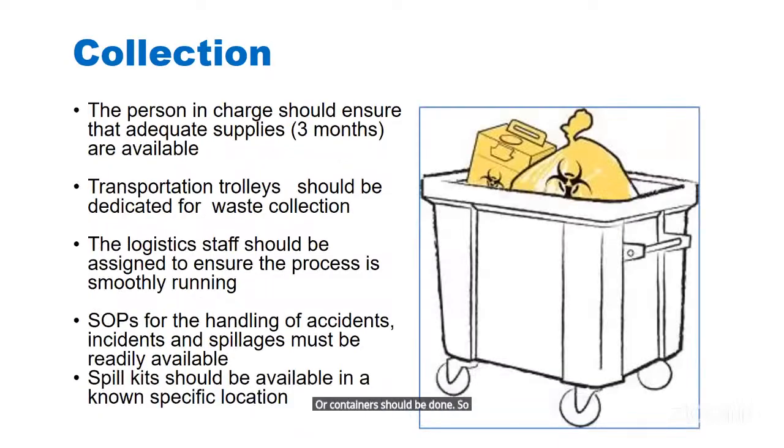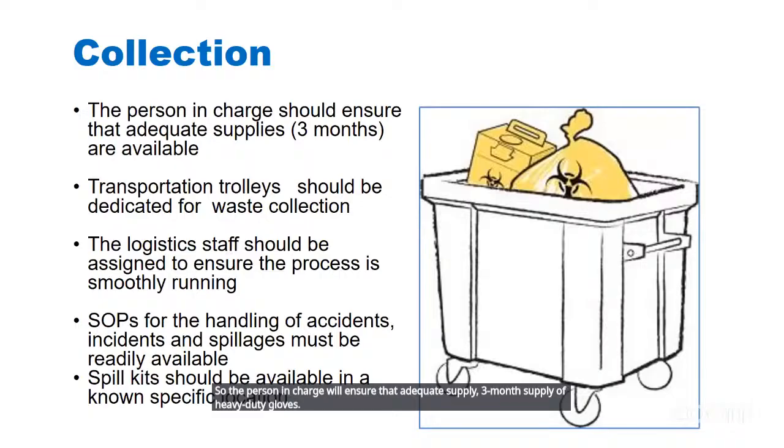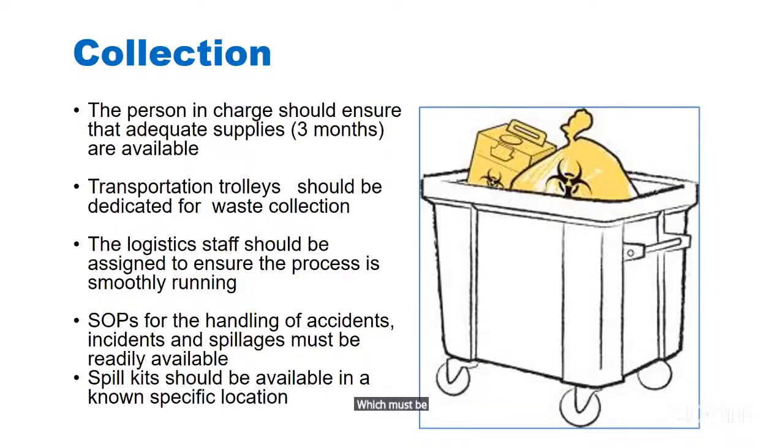When doing waste collection, ensure that a trolley is used. It is not encouraged that our support staff lift the waste with their hands. They put it in a trolley, and do not walk with the waste lifted. The person in charge should ensure an adequate supply, a 3-month supply, of heavy duty gloves, soap and washing facilities, and that the trolleys are available for transport. You should have an SOP for handling accidents, incidents, and spillage, which must be available.